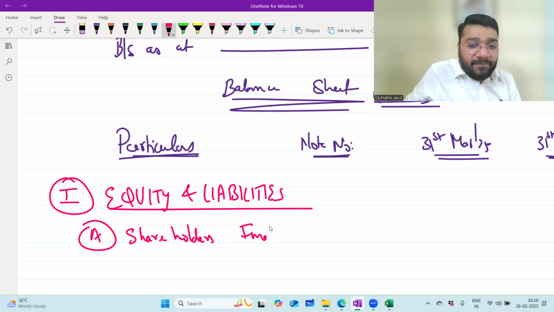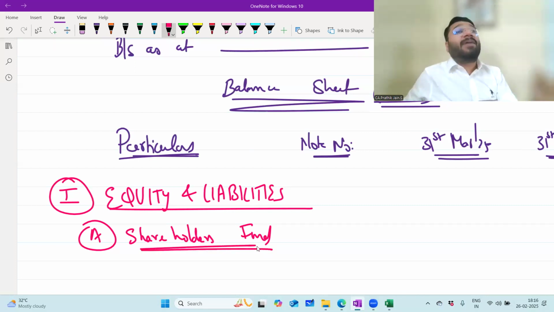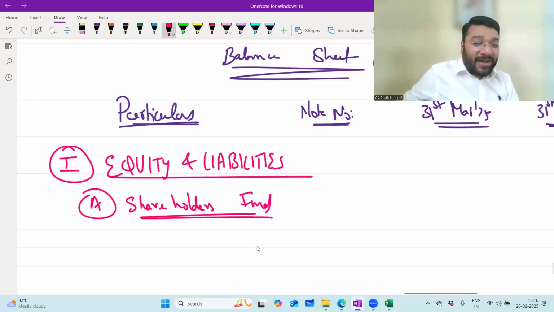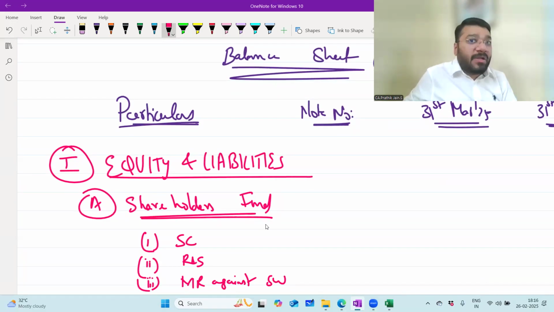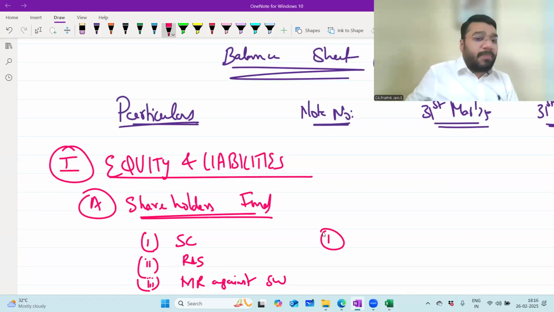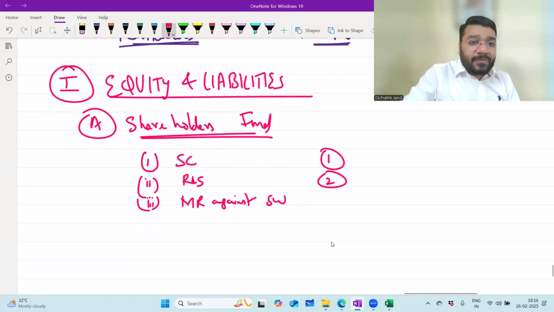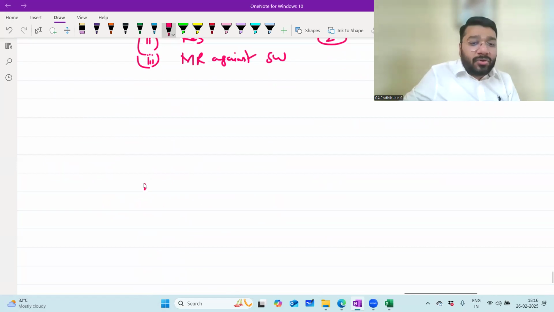Now shareholders' funds has how many children? Three children. One is share capital. Second is reserves and surplus. Third, I did not tell you, I'll tell you: money received against share warrants. What it is, we'll discuss after the break. Correct? Now, share capital will be disclosed in note number 1. Reserves and surplus in note number 2. Am I loud and clear?